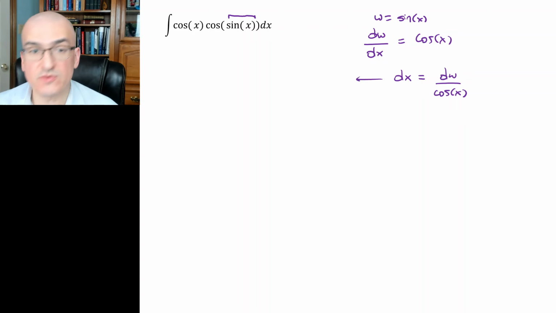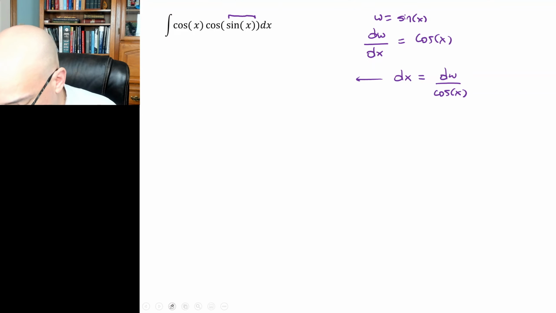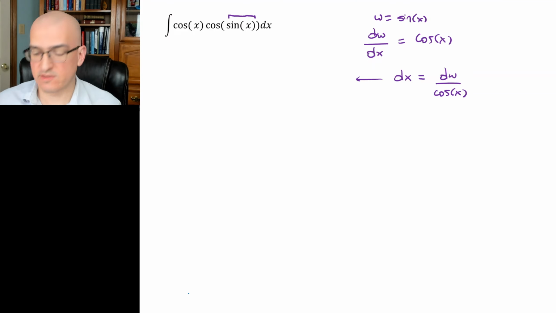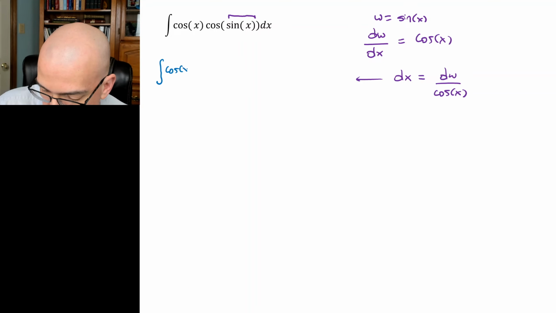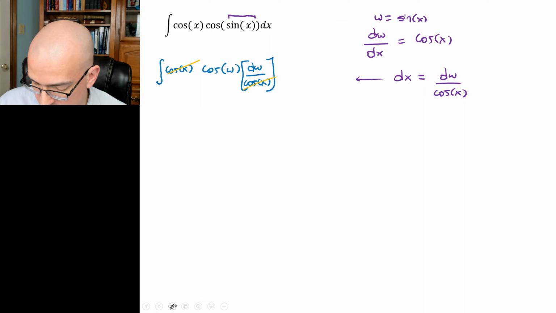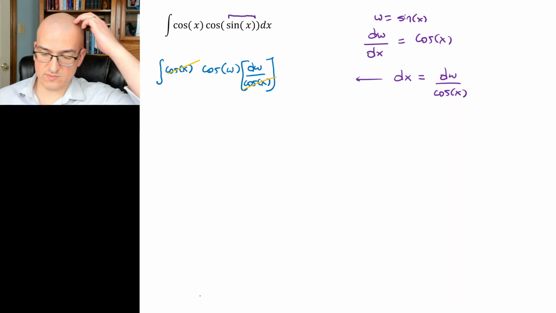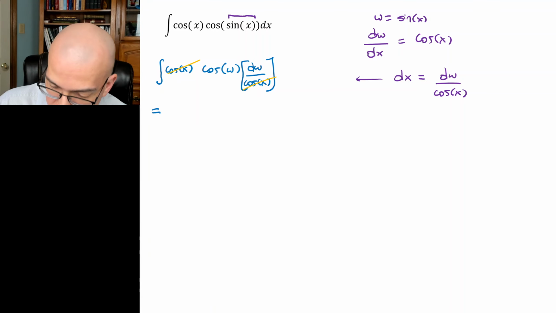But the method of substitution allows us to not see that right away. It allows us to find it naturally, to find it without knowing it's there. So cosine of x times the cos of w, and I'll replace the dx by dw over cosine of x. The cosines cancel top and bottom. And that happens because we have the f prime of x times the cos of f of x structure. We have that chain rule derivative built into the expression.